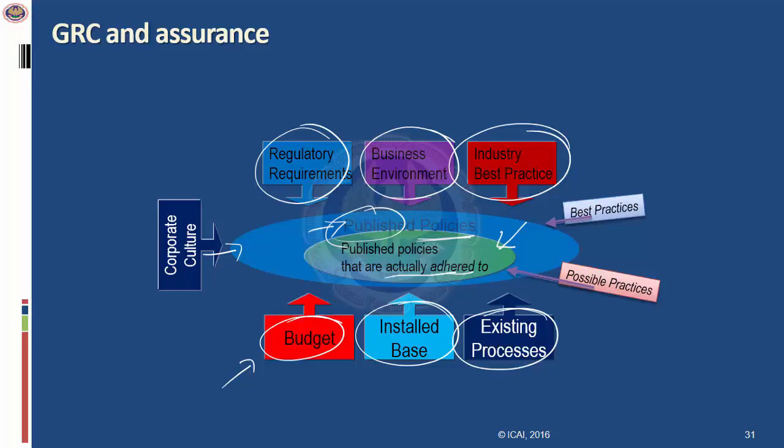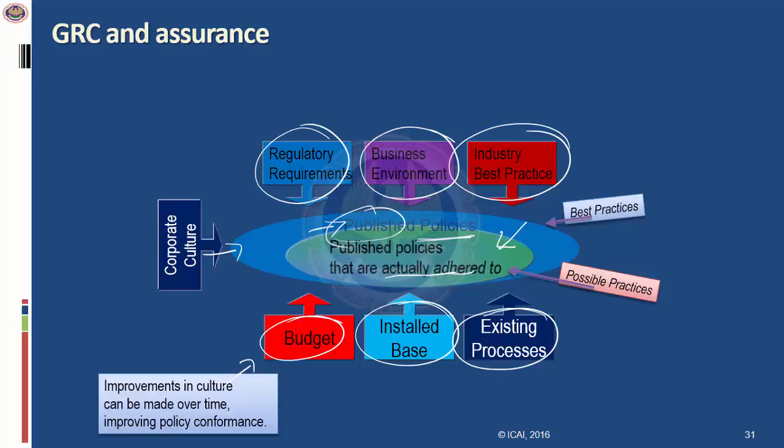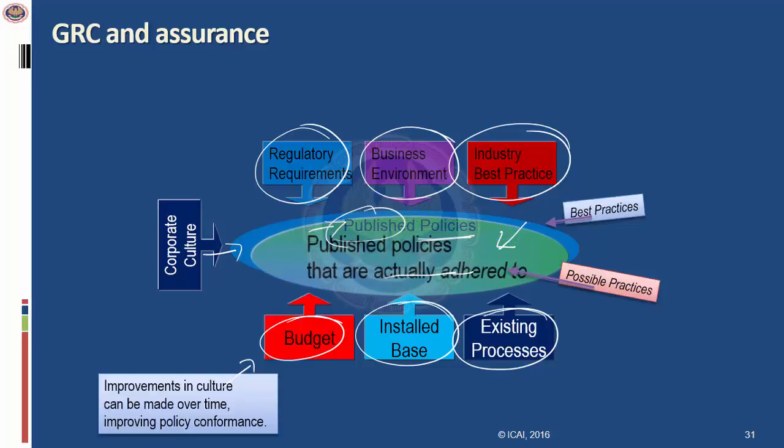So when you use best practices like COBIT, what could happen is the adherence to the published policies keeps improving, because this contributes to improvements in the culture. Now let's look at the sample questions.